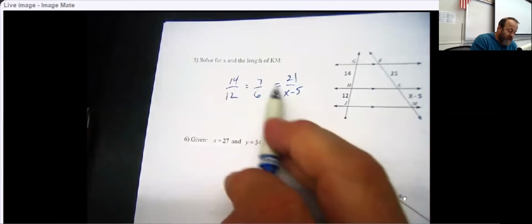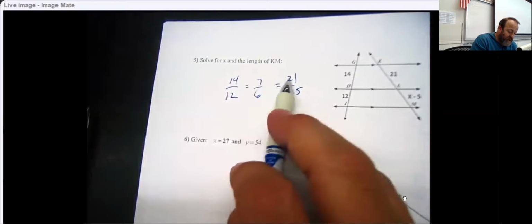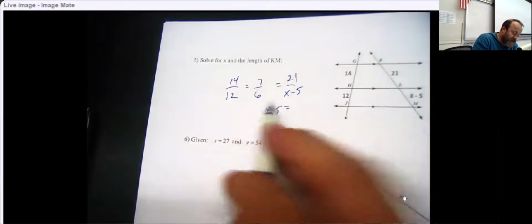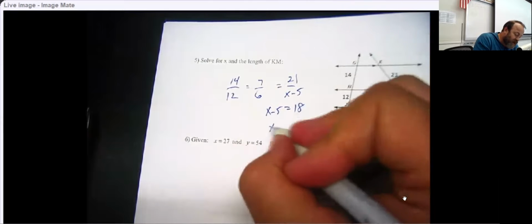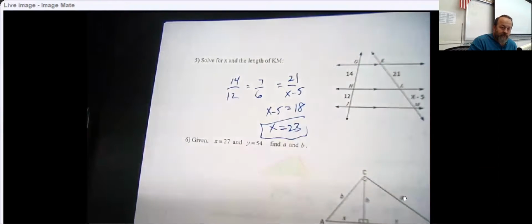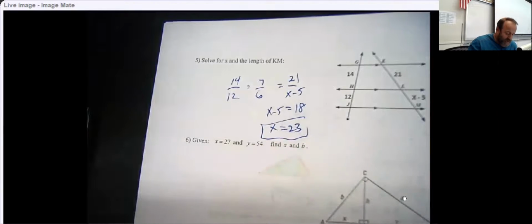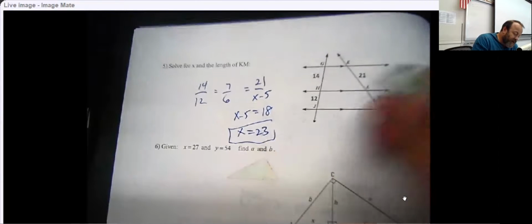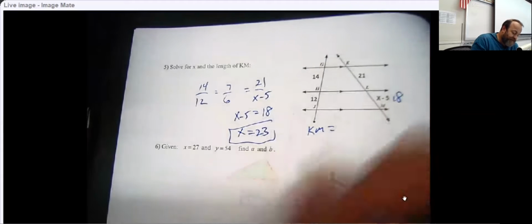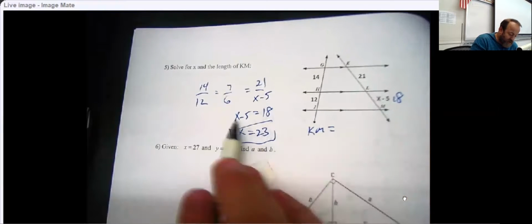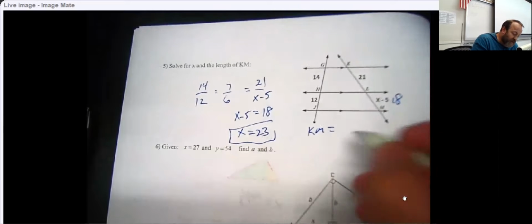And notice that this triangle right here is 3 times as big, so x minus 5 has to be 3 times as big as the 6. And so, again, feel free to cross multiply if you see that, but I saw the equivalent fractions. And now if x minus 5 is 18, that's this piece right here, so km. Now, again, I could have plugged in 23, but I also saw that this was x minus 5, and so km is 39.